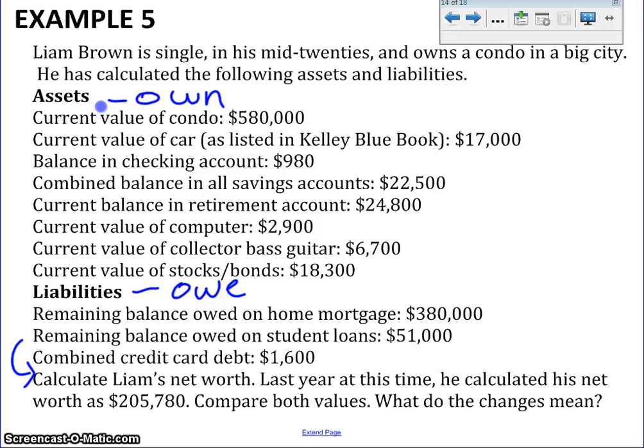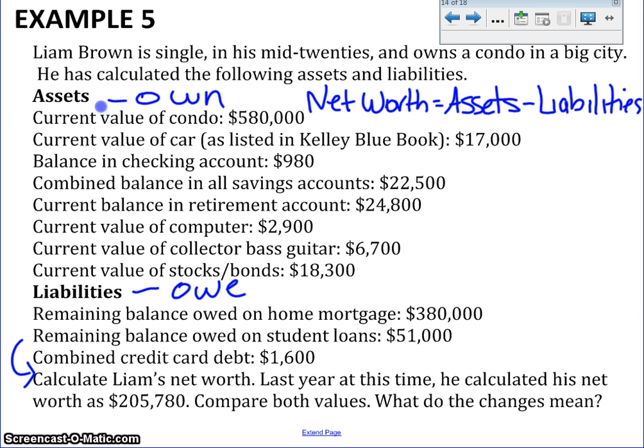So in order to find your net worth, it equals the assets that you have, what you own, minus the liabilities, what you owe. So if I take what I own, and all through here, these are all of my assets. These are the things that I own. Liam has a condo, he has a car, he has a checking account, he has a savings account, a retirement account. He has a computer, he has a bass guitar, and he's got stocks and bonds.